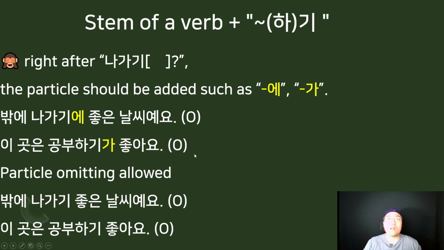What is the difference between omitting and adding the particle? Korean people usually drop the particle 에 or 가 and just say 기 plus adjectives. So dropping or omitting the particle is allowed. Either is fine. Both are right. 밖에 나가기에 좋은 날씨예요. This is good. But 밖에 나가기 좋은 날씨예요. This is also good. So, 이곳은 공부하기가 좋아요. 이곳은 공부하기 좋아요. Yeah, either is fine.